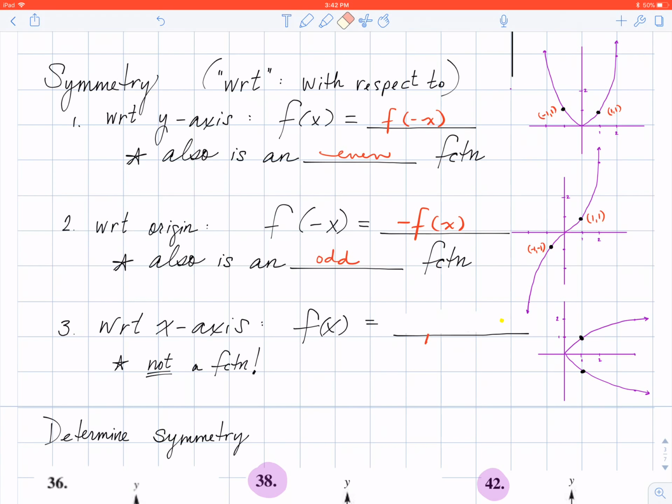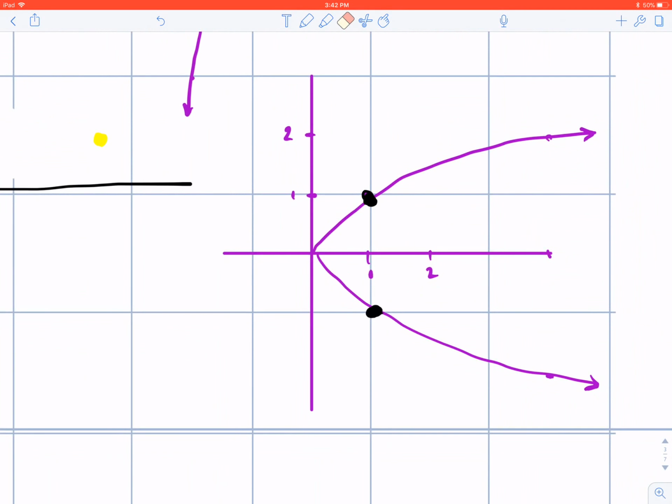The last one is actually not a function at all. And if you'll take a look here at my last example, this is not one of my parents because my parents all came from the library of functions. They were all functions. This is not a function. It does not pass the vertical line test.